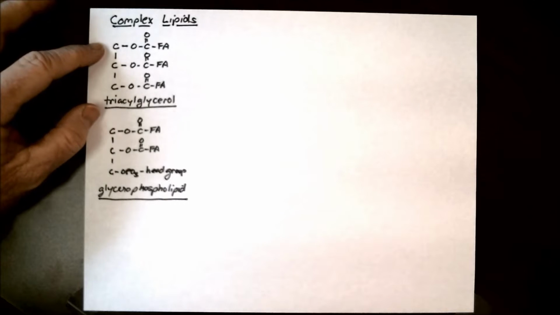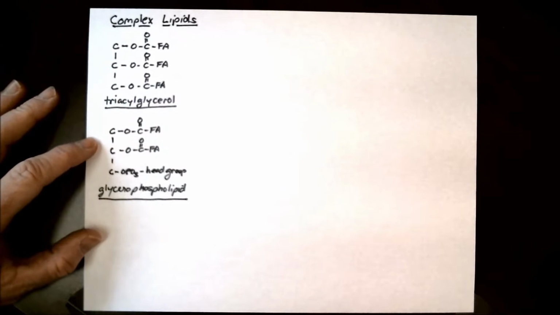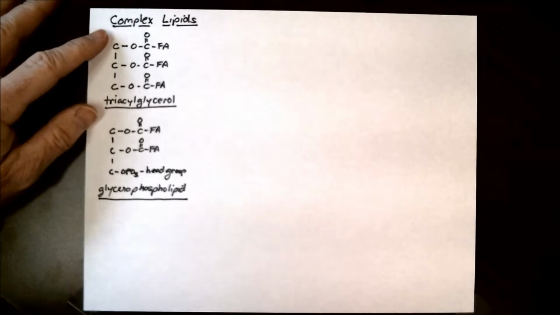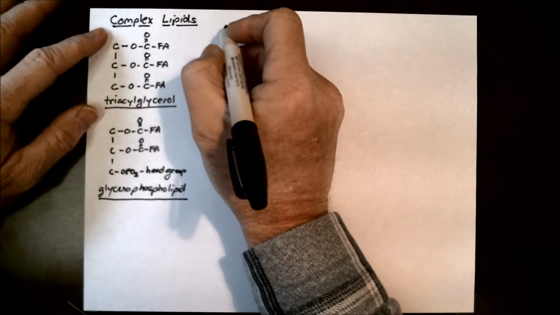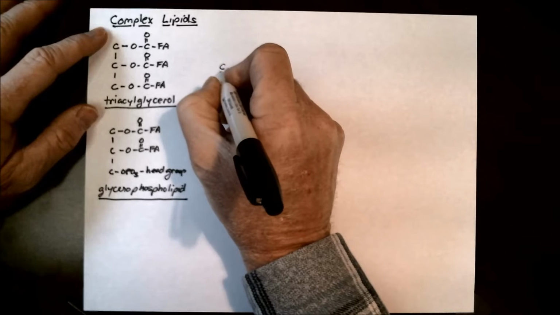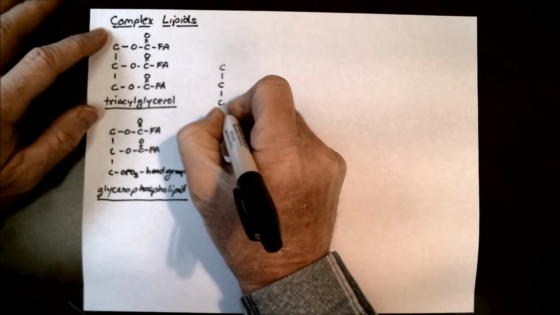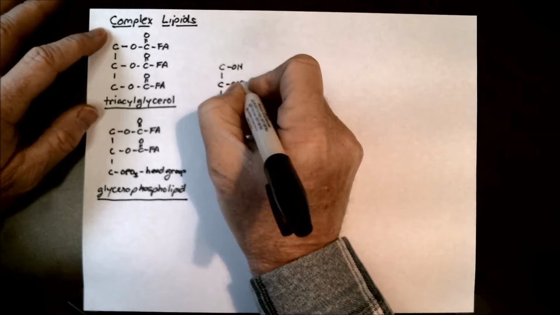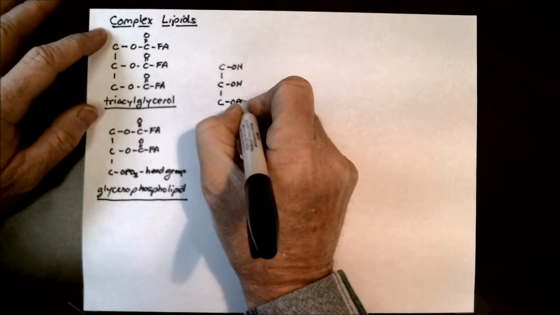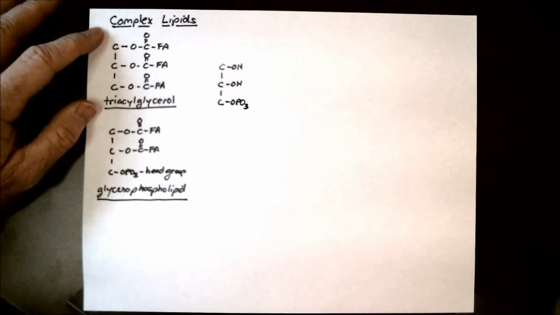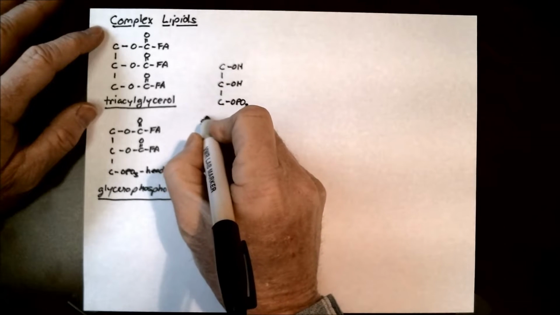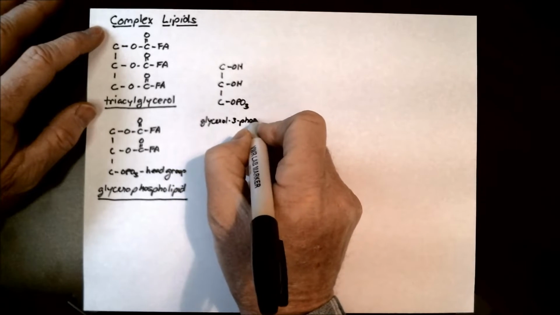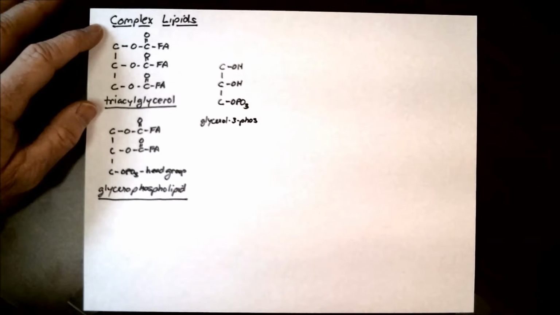Now, the biosynthesis of the triacylglycerol and glycerophospholipids follows a common pathway up to a certain point. And the start of this pathway is going to be glycerol 3-phosphate. I think you'll probably recall, hopefully, where this comes from.